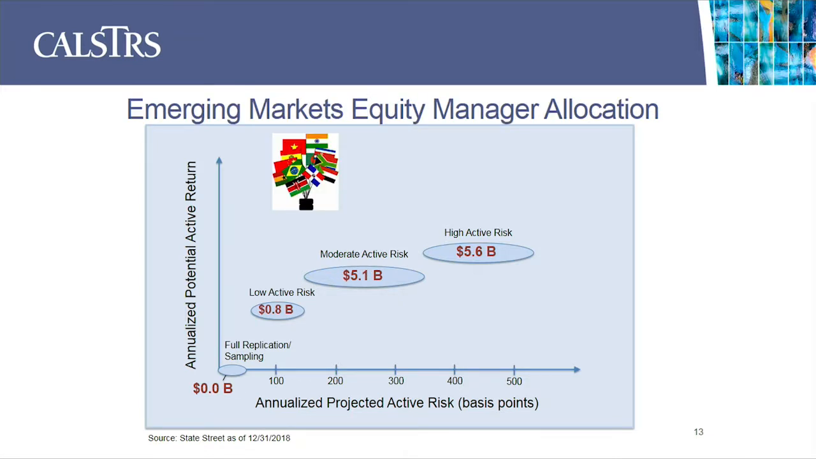So when looking at the emerging markets allocations, one of the things that you may notice, we don't have any in passive, and that is consistent with our global equity policy of being 100% active. We do have one low active risk manager with the $800 million allocation. But if you really look at this, we have an even distribution between the moderate active risk portfolios and high active risk portfolios. And the reason why we do this is to take advantage of market inefficiencies that give us the opportunity to generate excess return.